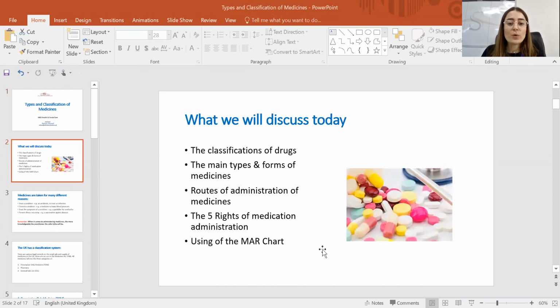In today's session, we will discuss the classifications of drugs, the main types and forms of medicines, the routes of administration of medicines, the 5 rights of medication administration, and using the MAR chart.